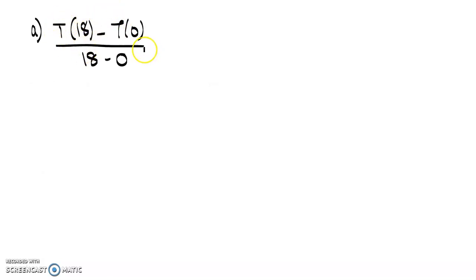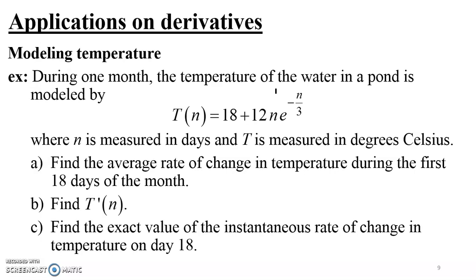So T of 18 minus T of 0 over 18 minus 0, calculating that would give 0.0297, and that's degrees Celsius a day. So the average rate of change would give the average change per day during that specific period. Now in part B, we are asked to determine the derivative of T.